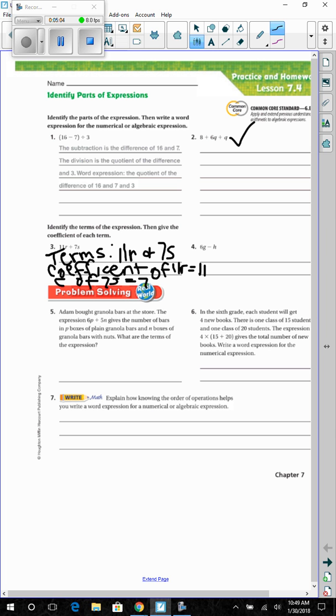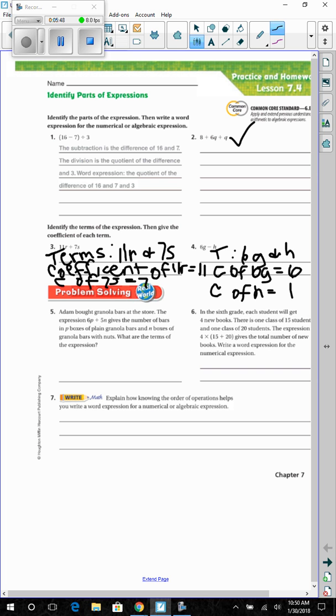Number 4, 6g minus h. The terms, so I'm just going to put T for term, are 6g and h. And the coefficient, so I'm going to put C for coefficient, of 6g is the number, so 6. And then C, the coefficient of h, is 1. Because anytime we have a variable with no number in front of it, we automatically know that the variable's number is 1. So it would be 1h.